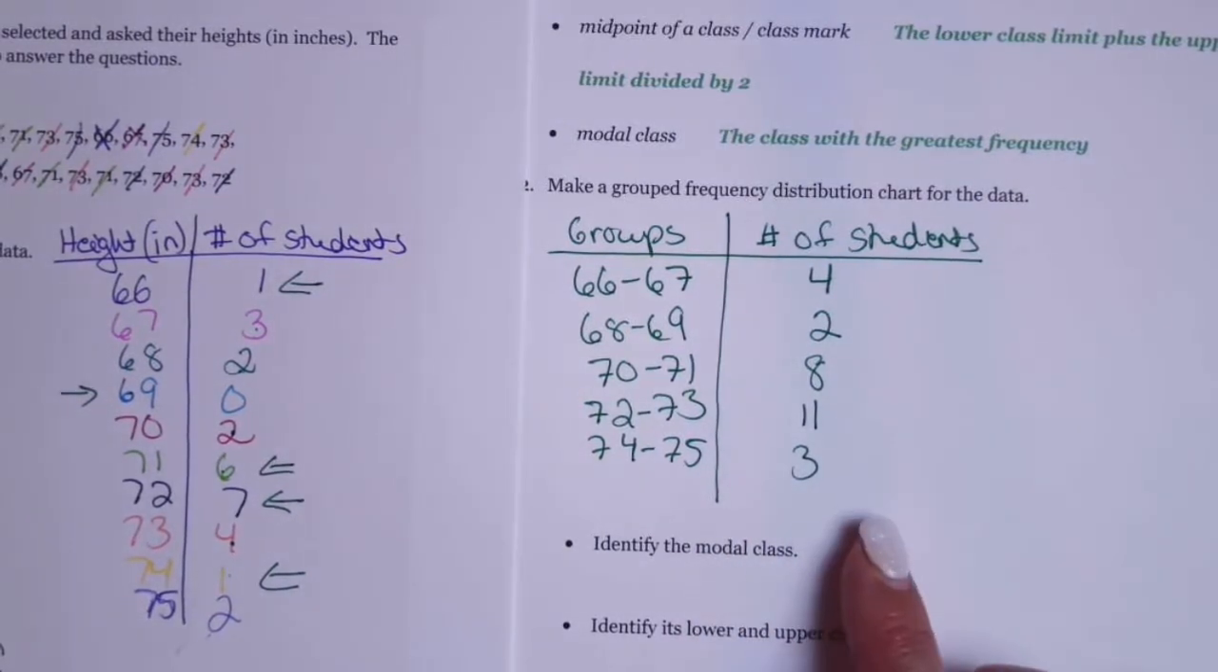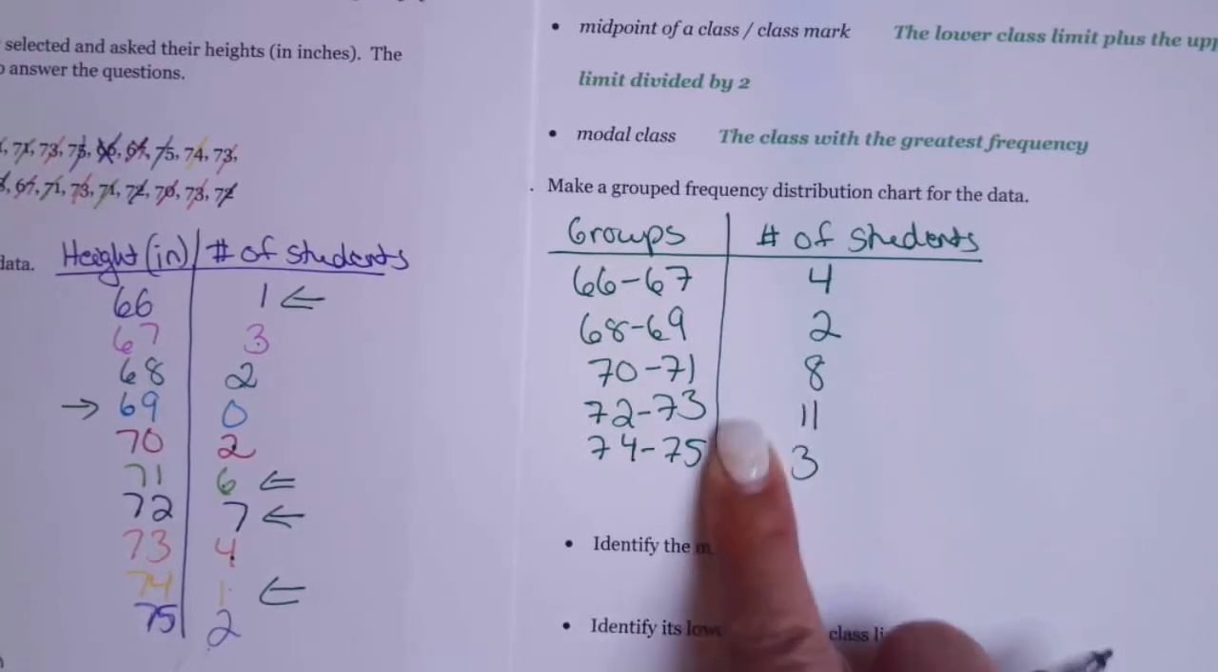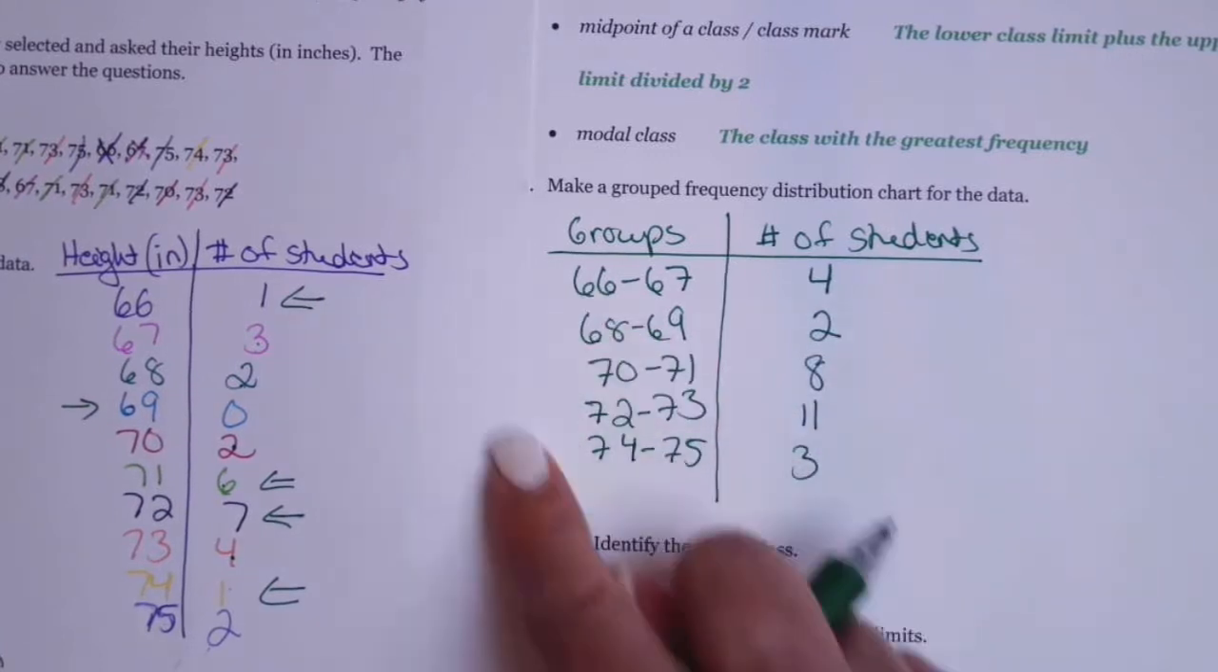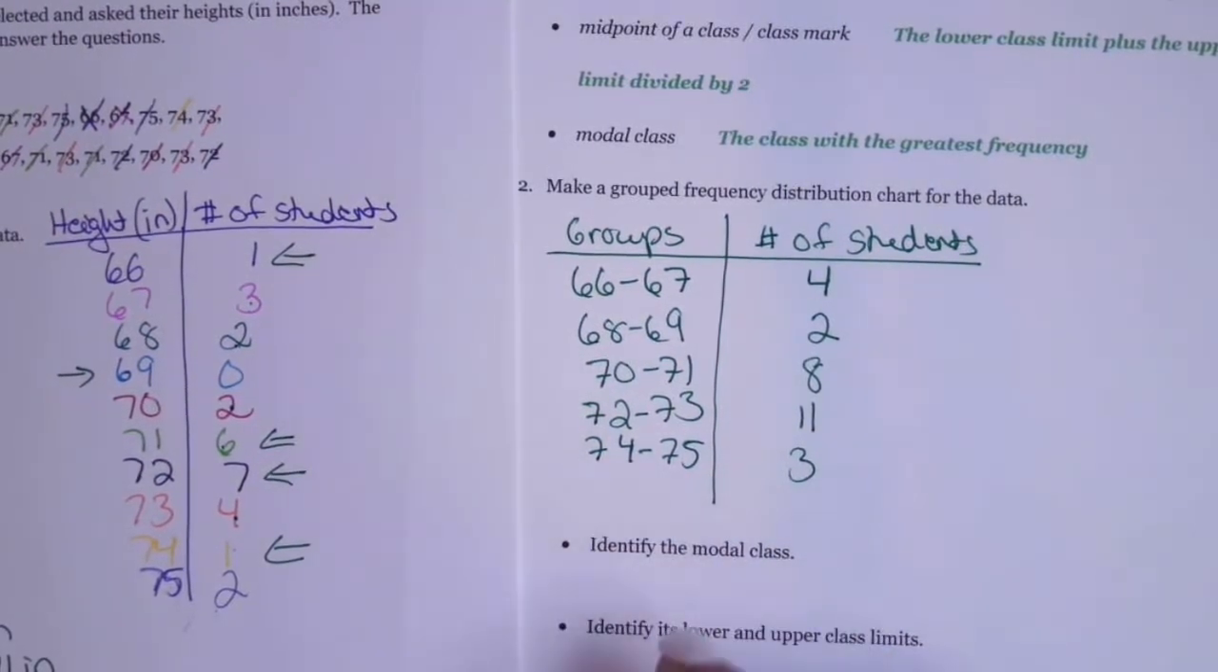Especially if we think about whether the students are overall taller, we've got more students down here where they're taller than up here now that we've grouped them. So it's just a different way of looking at the data.